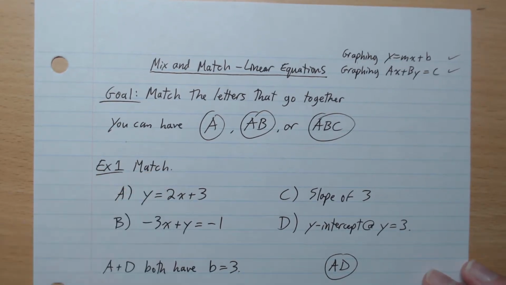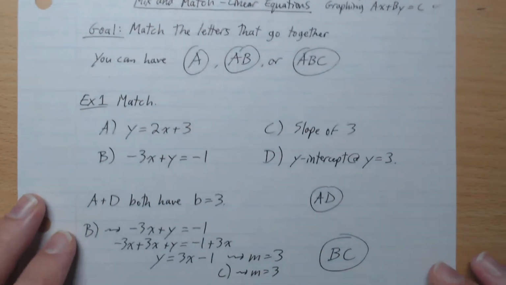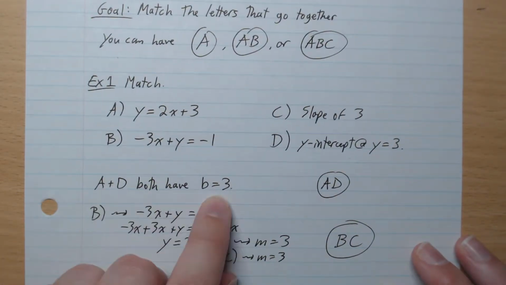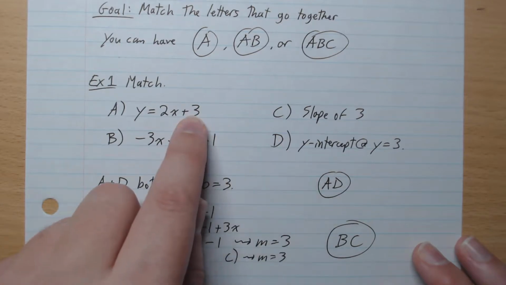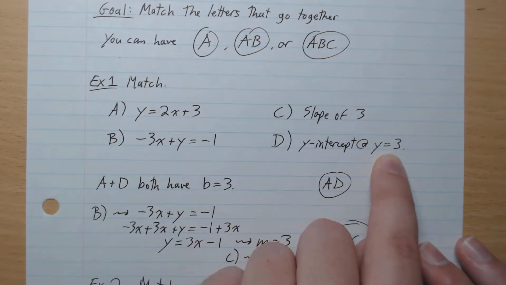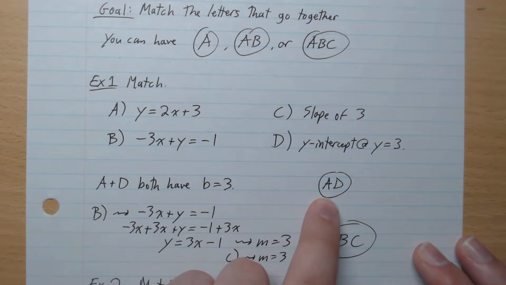So example 1, match A, B, C, and D. We notice that A and D both have the y-intercept of 3, here and here at y equals 3. So A and D go together.